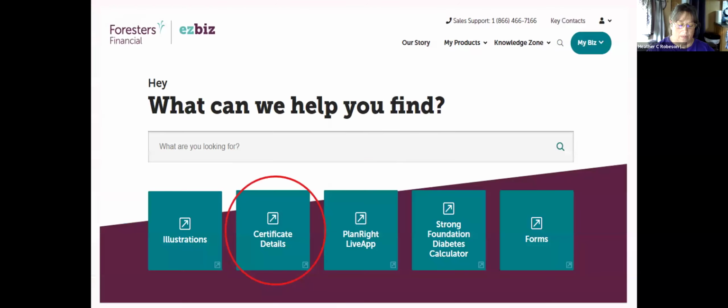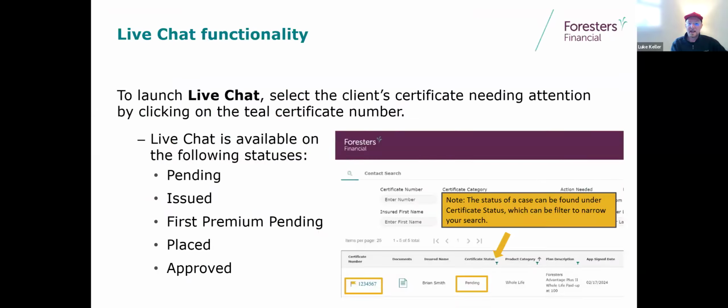Now, last thing I want to show you guys, and then we'll get into a little bit of contracting information. Just so you guys know, on EasyBiz, on our agent portal, we have a section called certificate details. So you can use this to track and manage all of your business. Anything that you've submitted with Foresters, like we talked about simplified issue, those are going to go quick. But if you ever have something that is hung up in underwriting, or maybe it's just taking longer than you think it should, you can always hop into certificate details and check case status. So every piece of business that you write with us is going to be right in here in this portal.